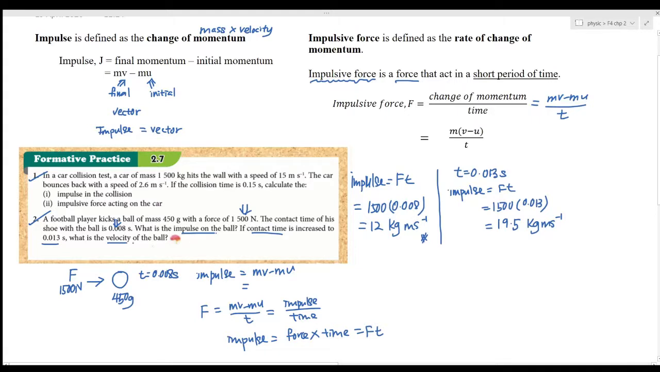So we have to find out the velocity of the ball. When the player kicks the ball, the initial speed of the ball will be equal to 0 meter per second, the ball initially at rest, and the final velocity. So we can find out the final velocity. The impulse is mv minus mu. The initial speed will be equal to 0, so this term will be equal to 0. So the mass of the ball is 450 grams. Remember to change to kg as our unit, and the final velocity we can find out. So this is the final velocity of the ball when the 19.5 kg meter per second impulse is transferred to the ball.